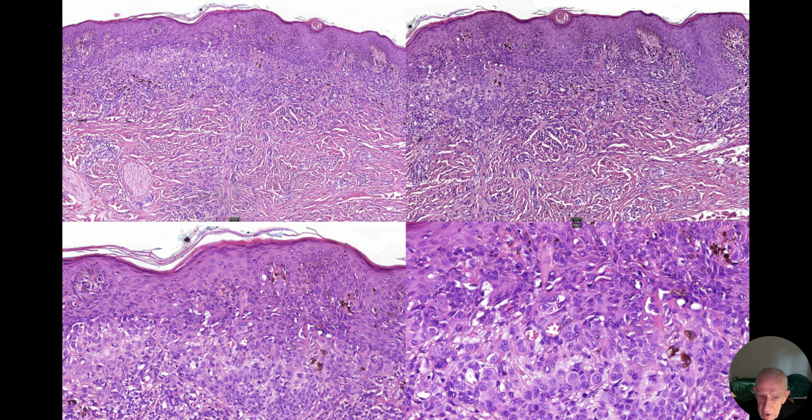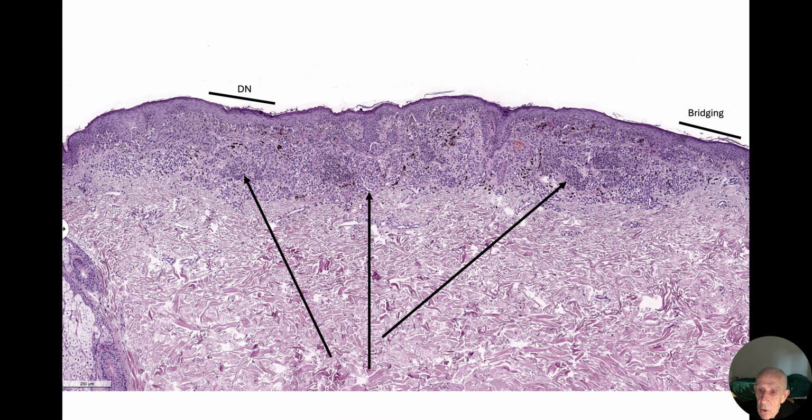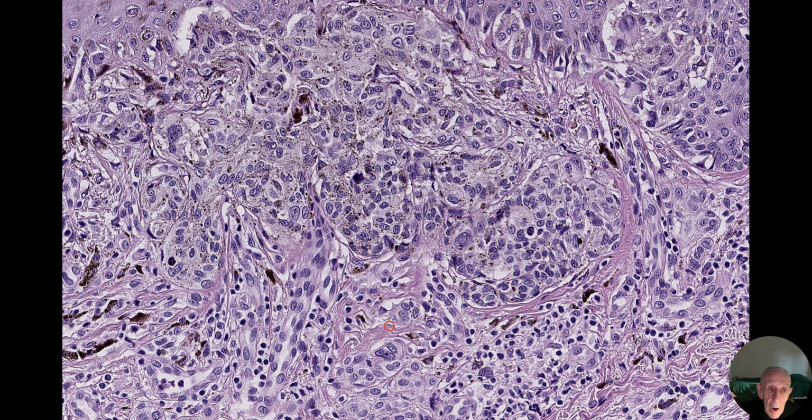is very obvious. And this is the one that Ihar shared, a female of 26 who obviously liked the sun a lot, and in this case, there's nice, very obvious dysplastic nevus on the left and on the right, and in the middle there's melanoma, and there's some arrows there showing you melanoma in the dermis, and there's a high power view there showing a very atypical dermal component with no evidence of maturation, so that's melanoma.